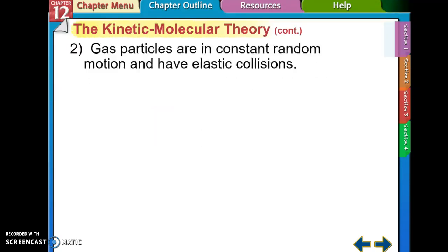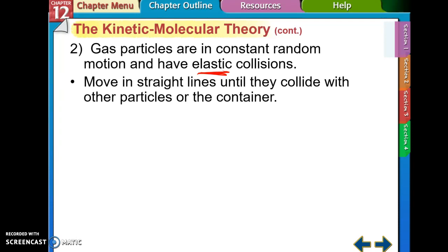Our second assumption is that gas particles are in constant random motion. That means they are constantly moving all the time. And they have elastic collisions. Elastic is like if you take your gym shorts and you stretch the waistband, it's going to pop back to where it was supposed to be. Elastic means that you don't lose any energy. Since gas particles are in constant random motion, they're going to move in straight lines until they collide with something and bounce off.